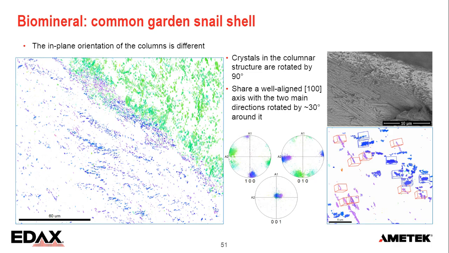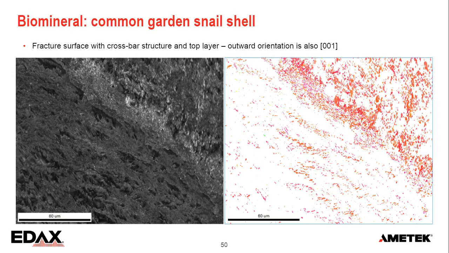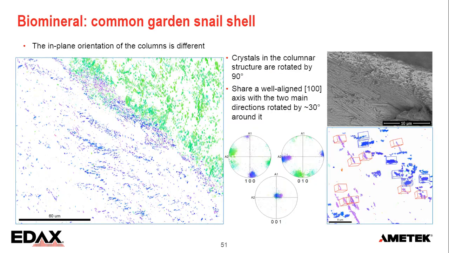And inside this columnar area, we can also recognize two different orientations. So if you zoom in, we have this on the lower right, we have this magenta color and a dark blue. They both have the A-axis, as you can see in the top left pole figure, parallel. But there is a very well-organized rotation of about 30 degrees, as you can see in the Z-axis orientation, between the two different directions of those columns.